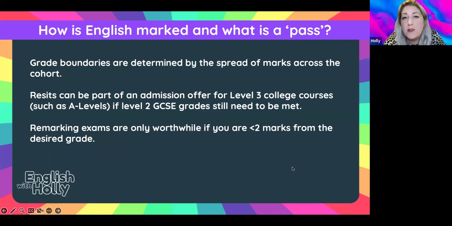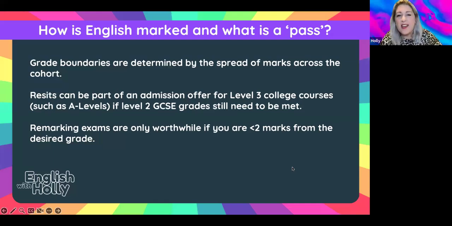Resits can be part of an admissions offer for level 3 college courses if level 2 GCSE grades still need to be met. So that's why colleges might ask for a resit. And that is allowed. You can start a level 3 without having level 2 if you do a resit.